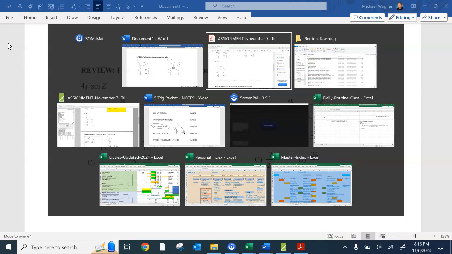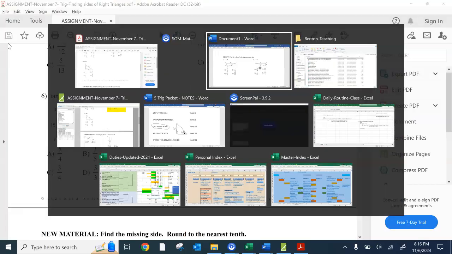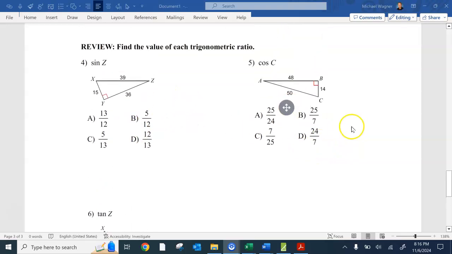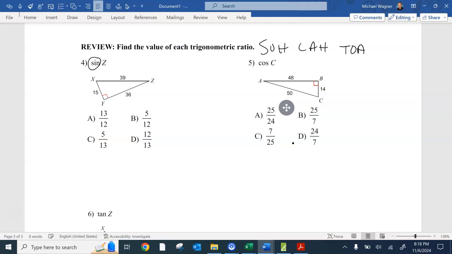Okay, so the next thing we're going to do is look at questions 4, 5, and 6. This is what you did yesterday. Like I said, you did this yesterday, so I'll work the first one with you quickly, just to make sure you get the process down. Step number 1, always write SOHCAHTOA when you're doing these kinds of problems, okay? It helps you keep it straight. So what are we doing? We're looking for sine is equal to what?